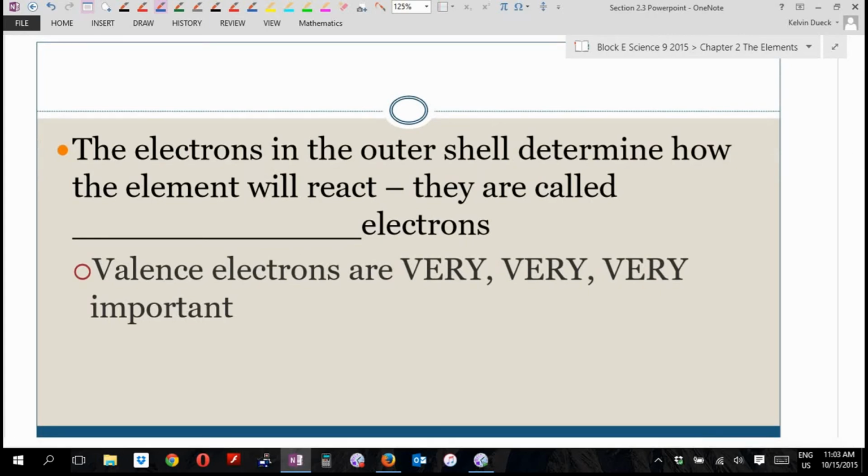We have a fancy name for the outer shell. This will be a vocabulary word, so you may want to put a star next to this, although I'll use it so often, I think all of you will memorize it naturally. We call the outer electrons valence electrons. You're going to hear me talk about the valence shell of an atom. What I'm talking about is the outer shell. In fact, I wrote here, valence electrons are very, very important.